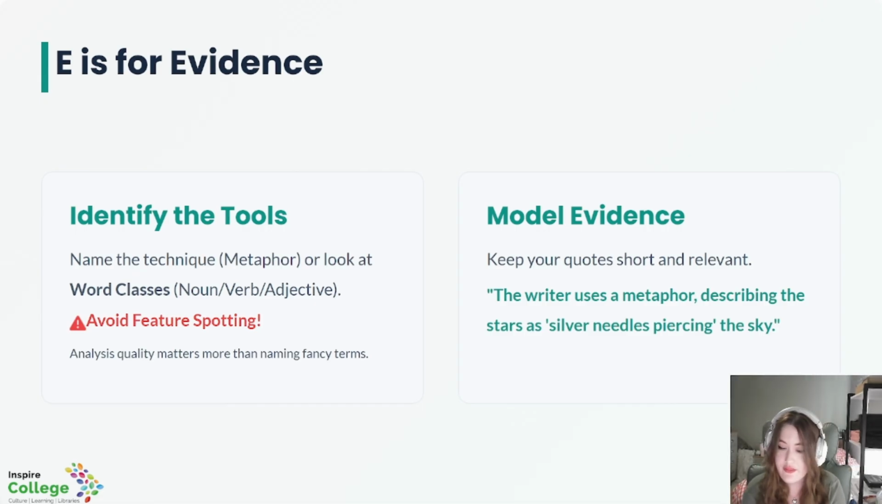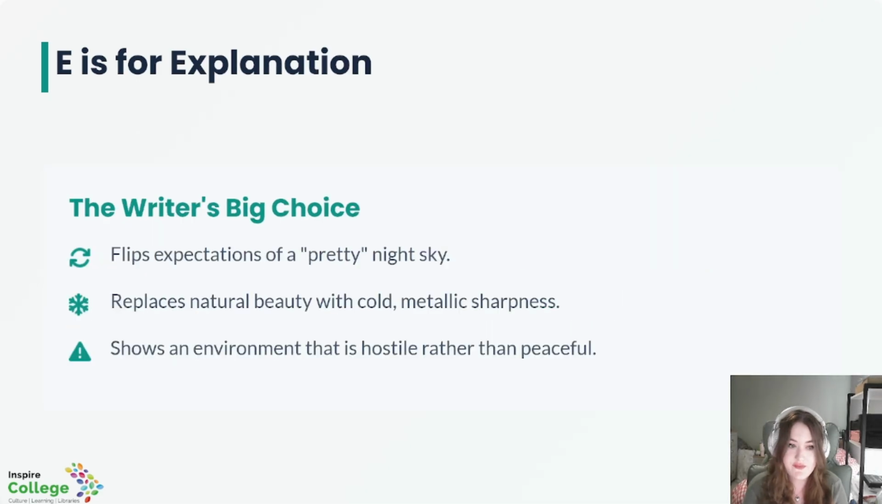The most important thing is to avoid feature spotting. You get more marks for a developed analysis than for just picking out a fancy term. It is much, much better for you to pick out a quote that you can actually speak about and that you can explain than to pick out a simile or a metaphor just because you know that's what it is and have nothing to say about it. So the next letter is for explanation. This is where we explain the writer's choices.